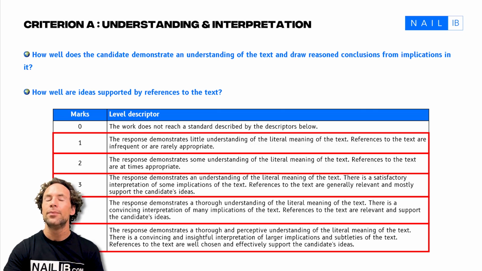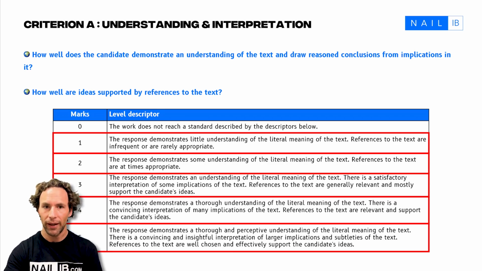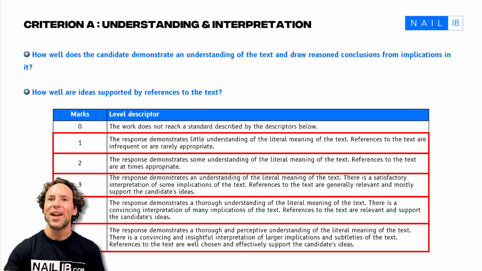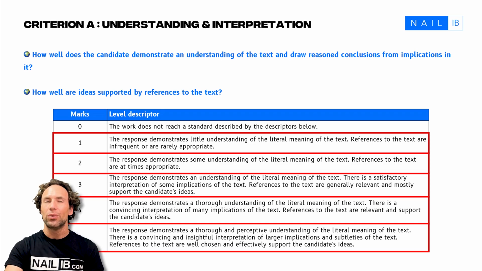So let's consider Criterion A, understanding and interpretation. This criterion evaluates how well we comprehend the text and how well we draw reasoned conclusions from it. Let's break it down. We need to address the literal meaning of the text, which is akin to grasping what's explicitly stated on the page. What it is right there. We're talking about what you see, what you read, what you take from it straight away, first impressions, without diving into deeper interpretation, because that's when you begin to hit Criterion B.